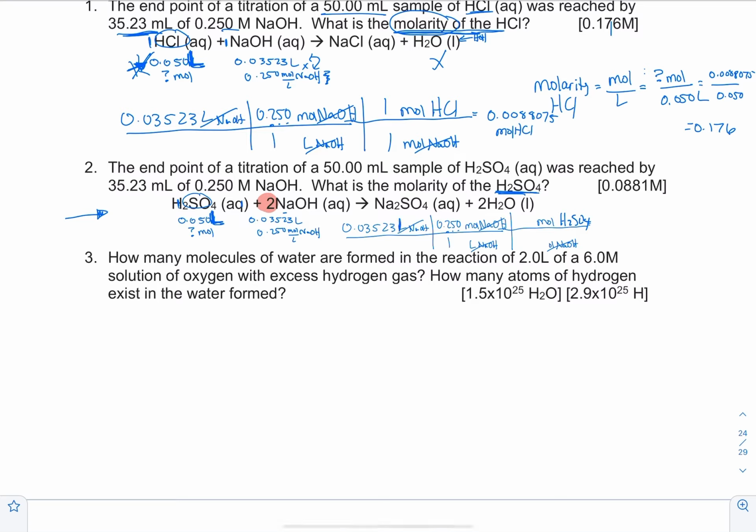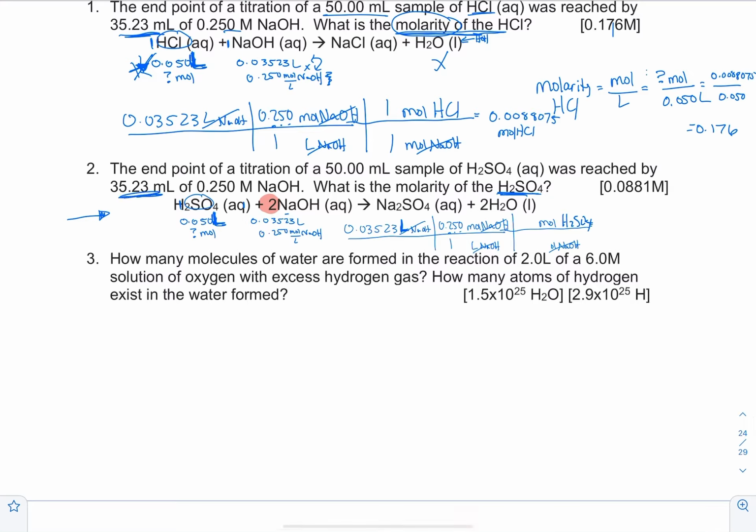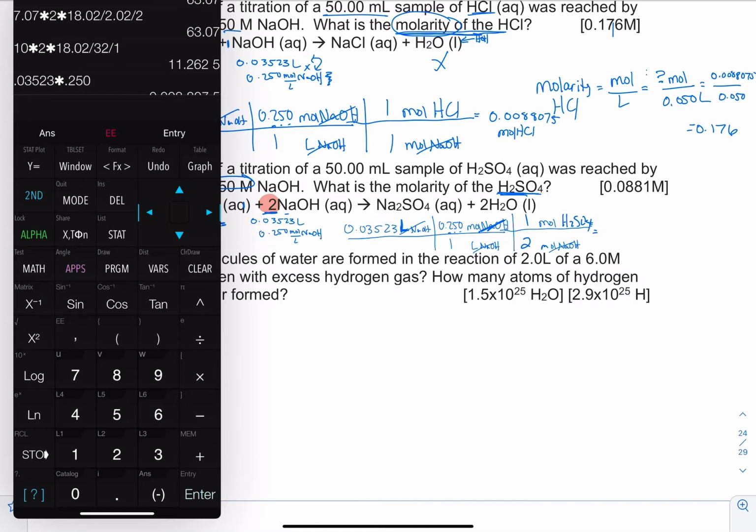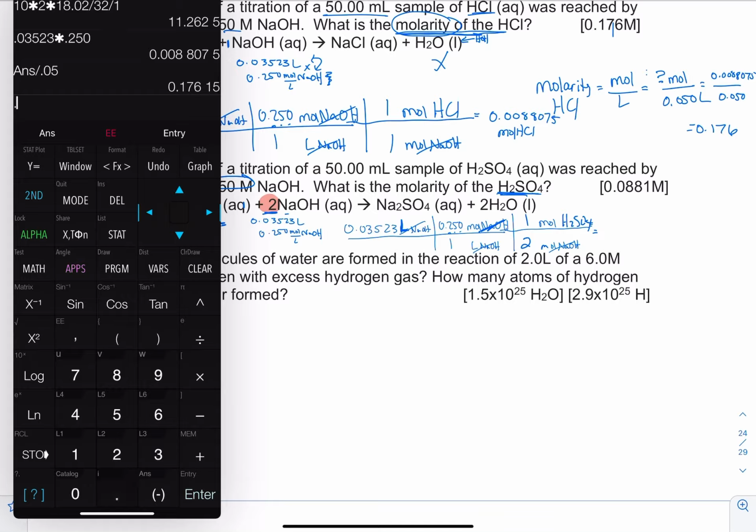So you'll notice I took the liters of NaOH, which was this turned into liters, times that 0.250 number. That gave us moles of NaOH. And so once we had the moles of NaOH, we could go into moles of anything. Now this time, because there's a 2 in front, I can do a 2 and a 1. So this number will actually be half of that number above. So I've got 0.03523 times 0.250 divided by 2. And that gives me that 0.00440375, which is exactly what you'd expect, right? It's half.